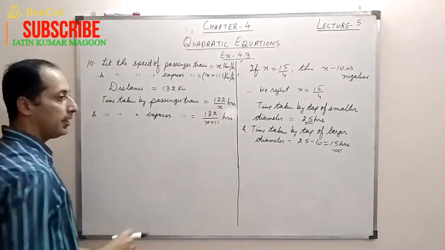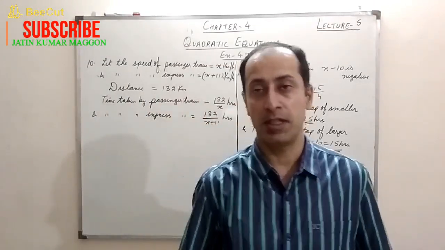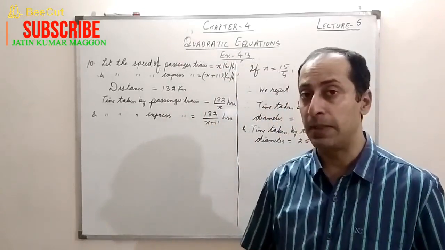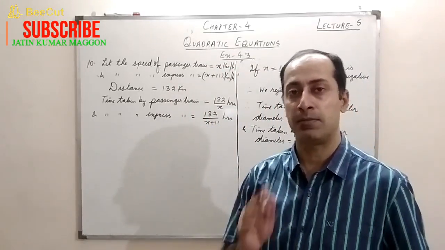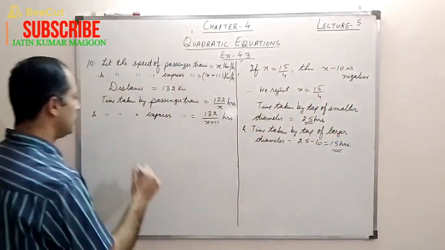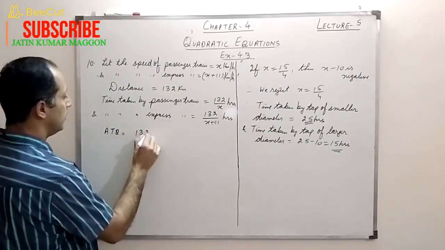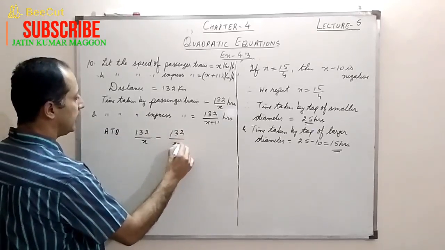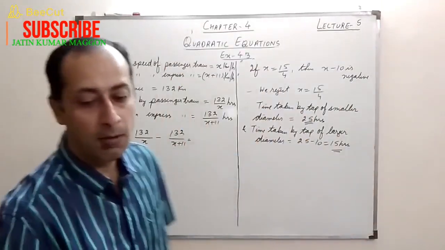Now you should be able to judge which train will take more time. Obviously, the train which is moving slower, the passenger train, will take more time than the express train. So when we are subtracting, make sure we are subtracting the smaller from the larger. So according to the question, I write 132/x − 132/(x + 11). Now what is the difference of time given to us? The difference of the time is given as 1 hour.